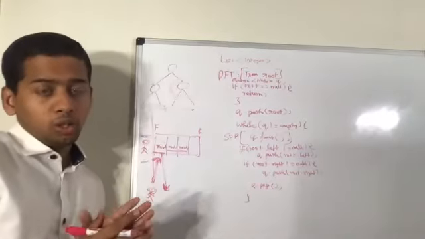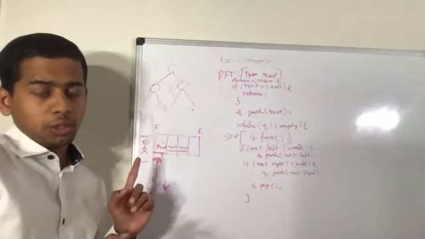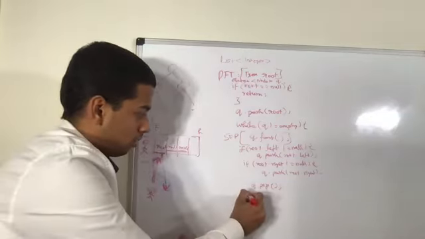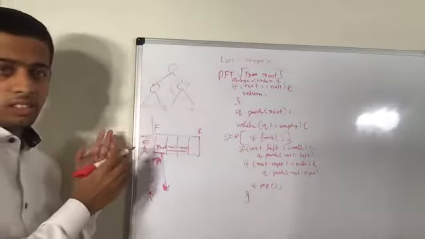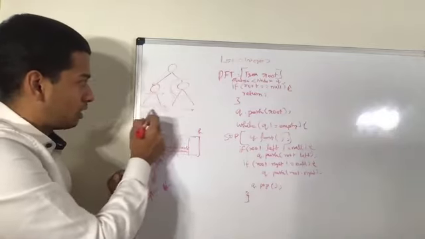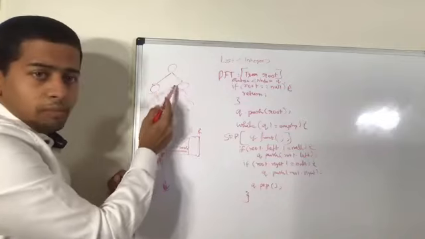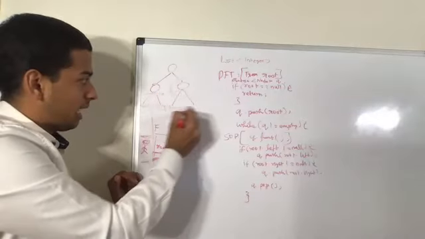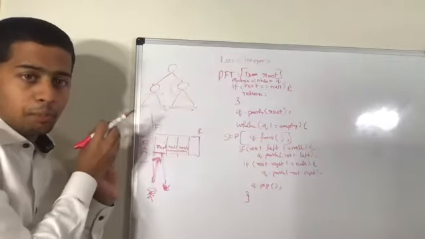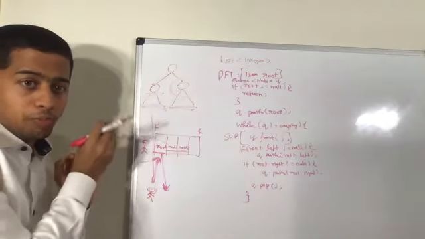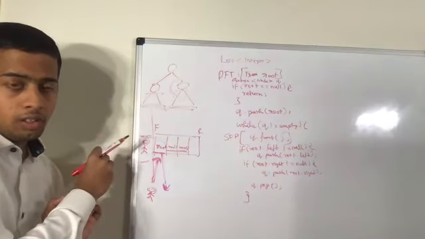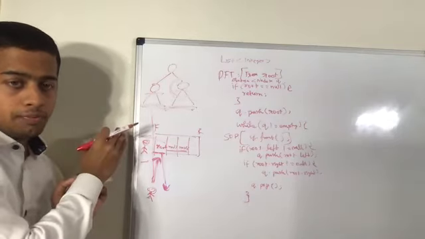What will happen when I do a q dot pop? The first element will get removed from the queue. In every case, the first element will be the root. Then I'm adding the nodes into this. I'm printing the root, adding its children to the queue, and popping the root out.